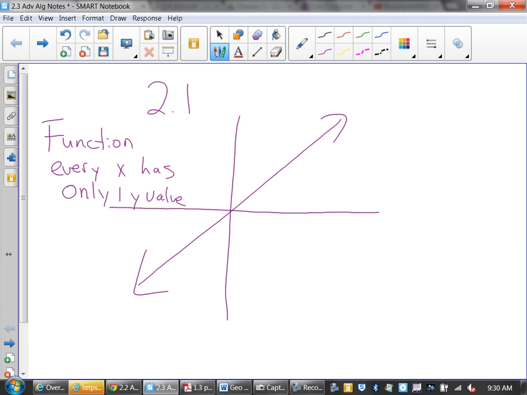There's many different ways of looking at that. You can see that in a table. If an x value goes to two different y values, it's not a function. On a graph, you guys ever heard of the vertical line test?